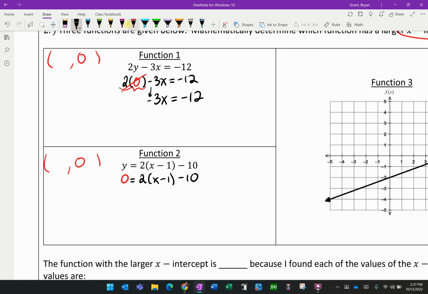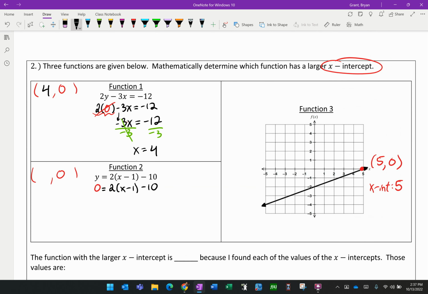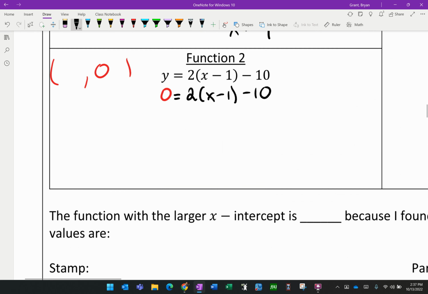Well, no, there's a -3 that is multiplying by x. So we should probably go through and divide off the -3 so that x is alone. And that leaves us with +4. So my x-intercept for function 1 is +4, for function 3 is +5. We still need to find function 2.